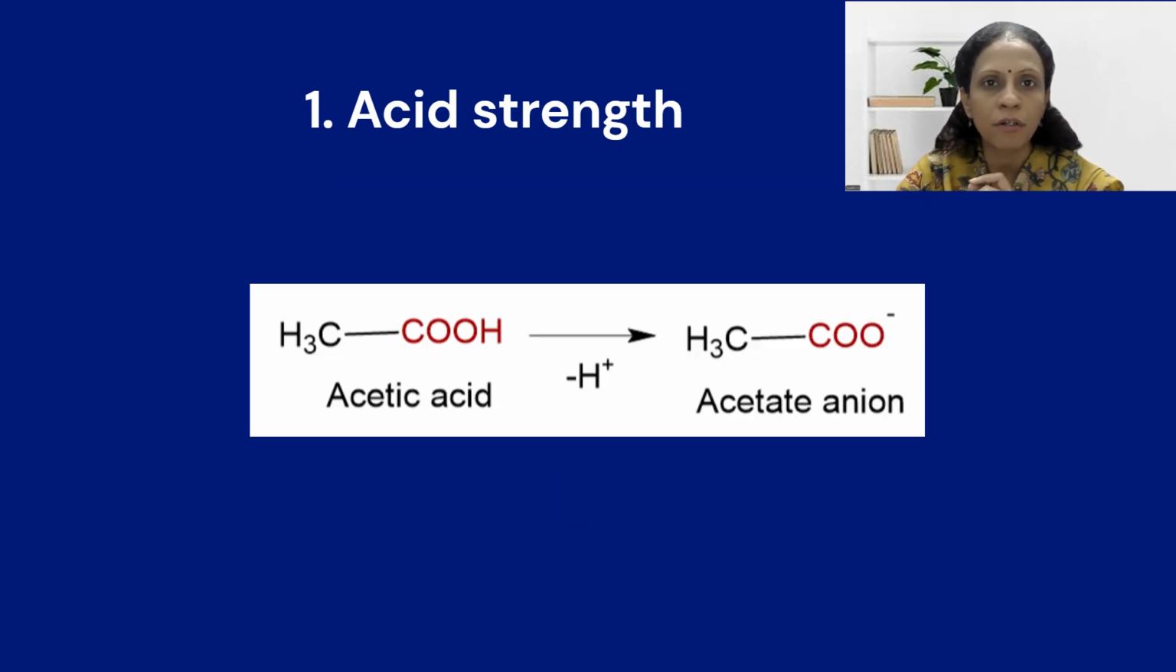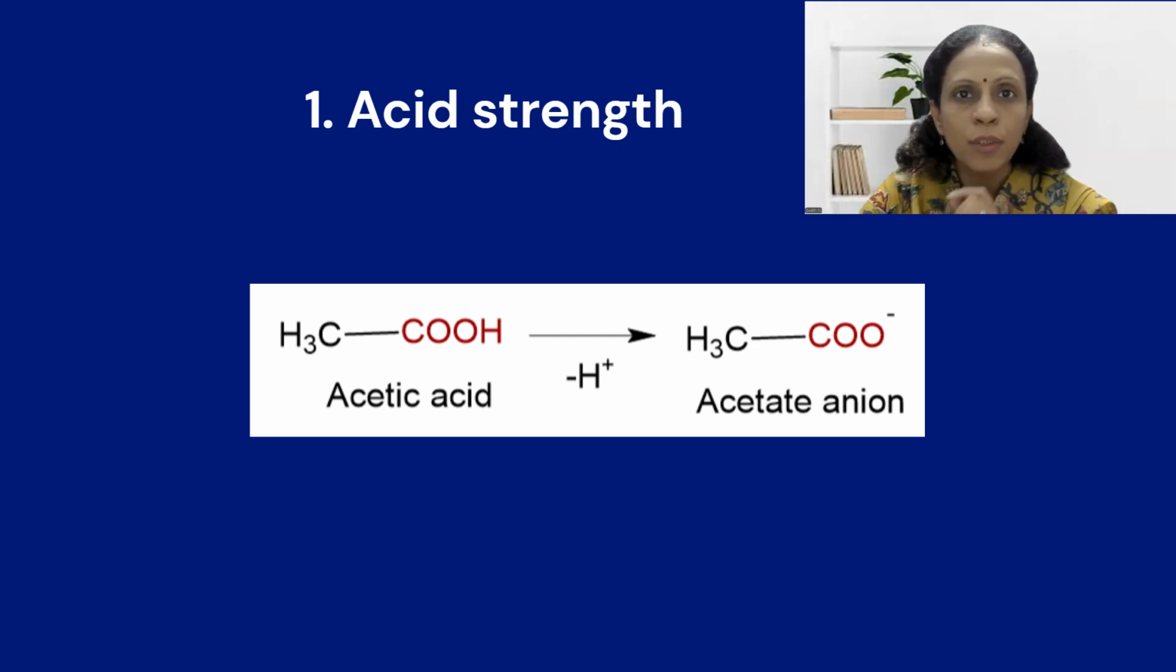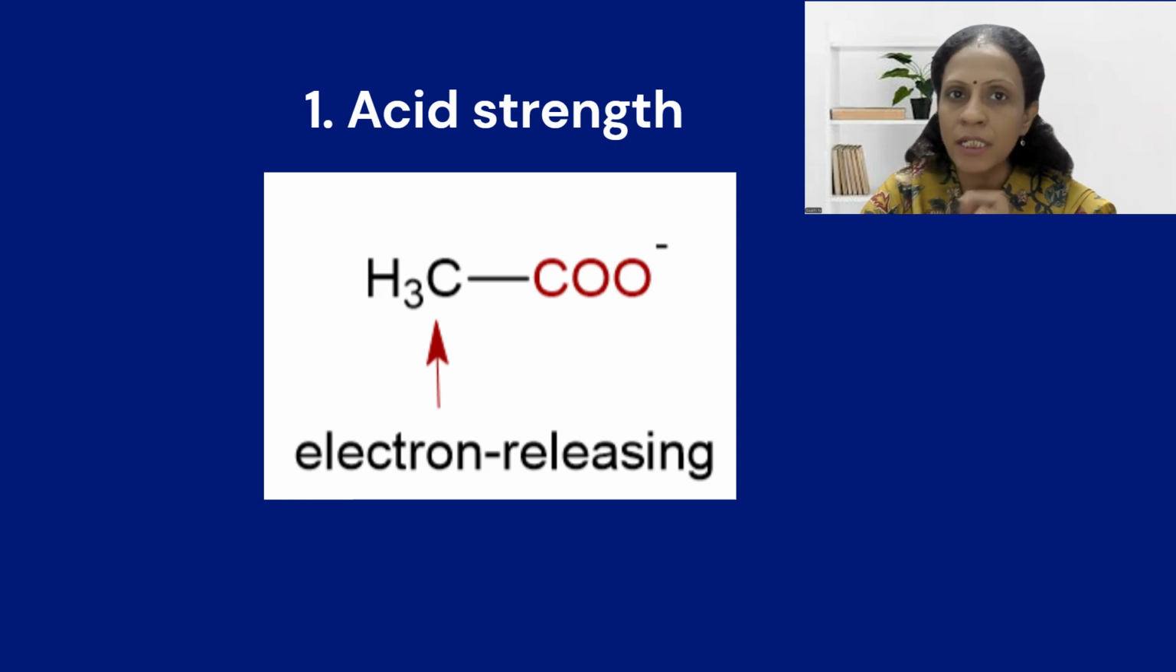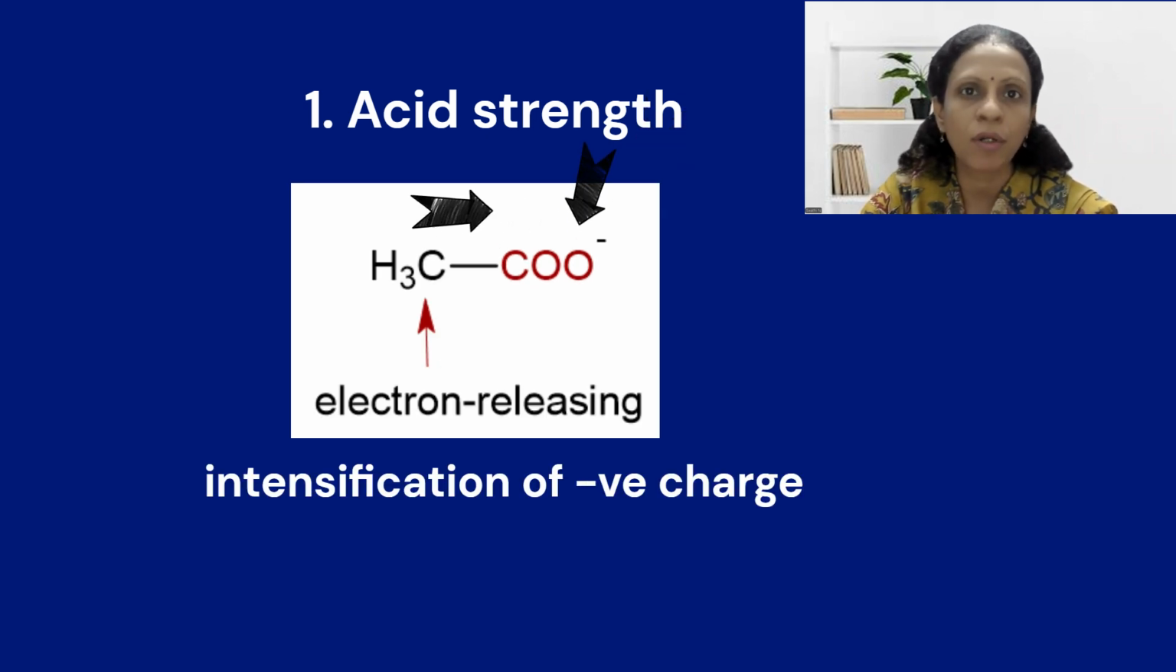So, this is the structure of the resulting carboxylate ion in the case of acetic acid. Here this carboxylate carbon is adjacent to a methyl group. Methyl group is an example of a plus I group, that is, a positive inductive effect showing group, because it is electron releasing in nature. So it releases or donates electrons towards the carboxylate carbon. And this carboxylate carbon is already electronegative. This causes intensification of negative charge on the ion.